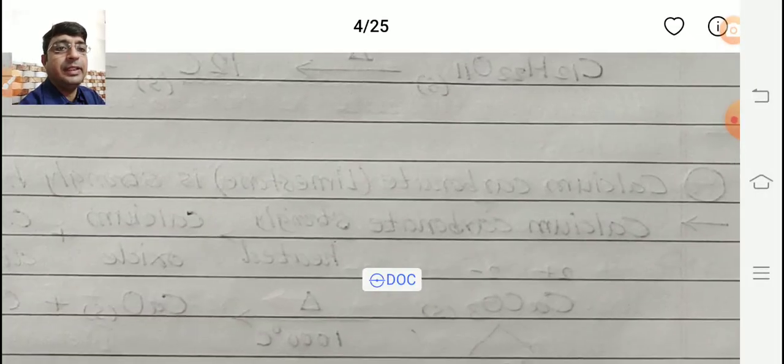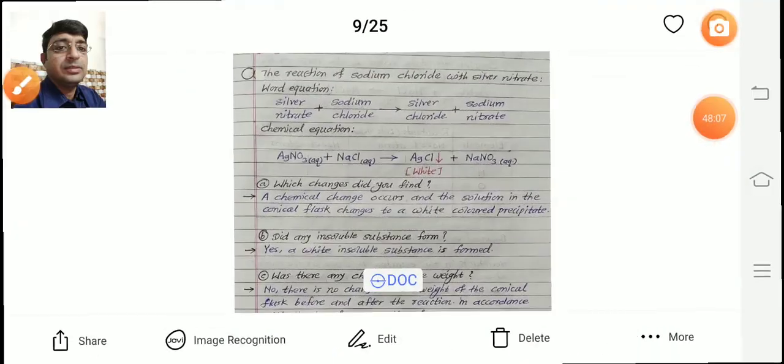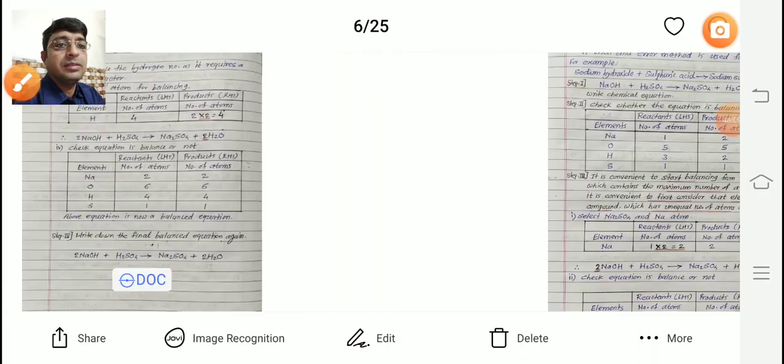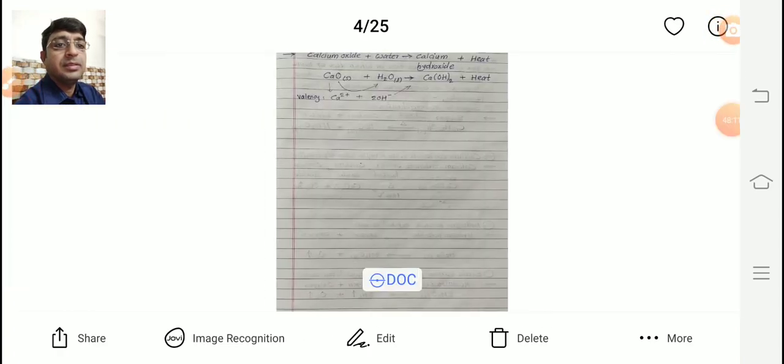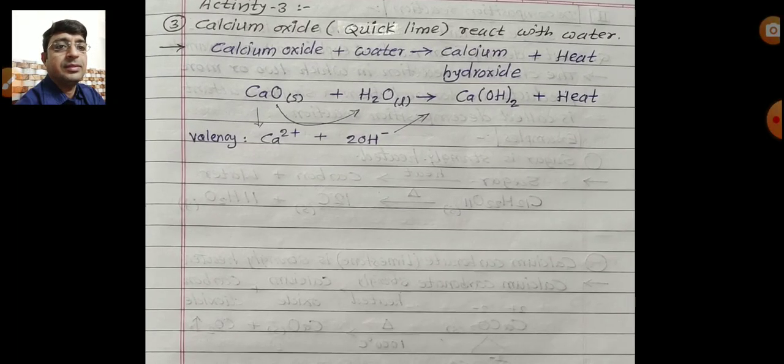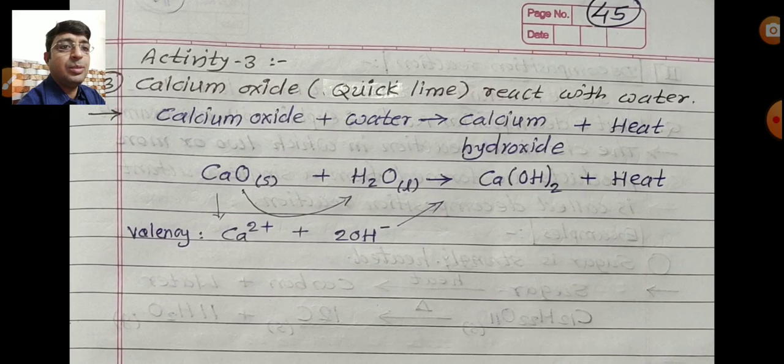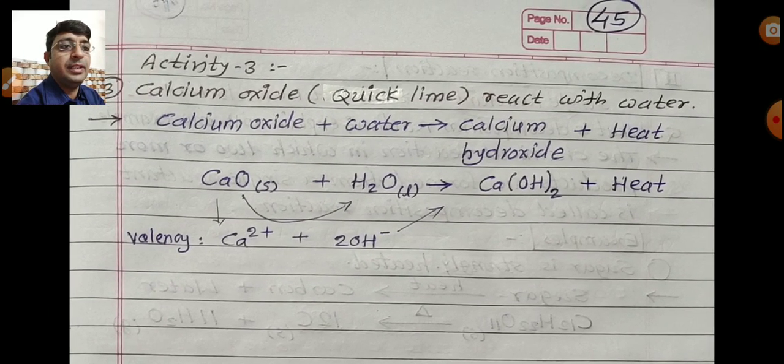It is the third activity. Calcium oxide, that is quicklime, reacts with water. So calcium oxide plus water forms calcium hydroxide, and heat is released.